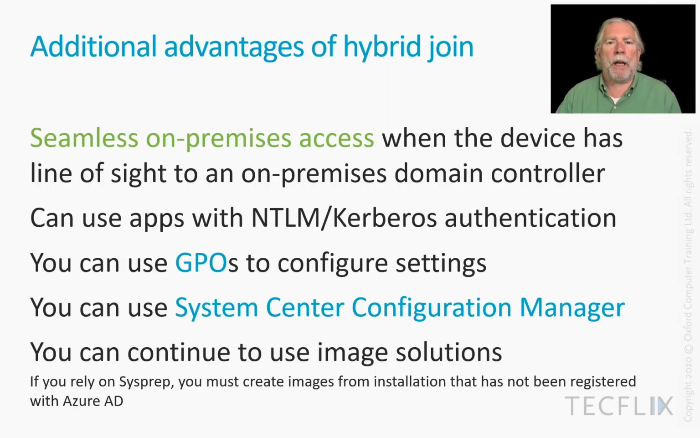That's the cloud. What about Hybrid Join? Well, what you get are all the things that you have always had with a domain joined device. So as long as you've got line of sight to an on-premises domain controller, which you typically would if you're within the corporate environment, then you get seamless on-premises access. You can use apps with NTLM Kerberos authentication.